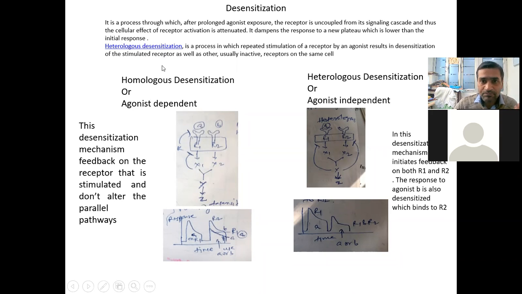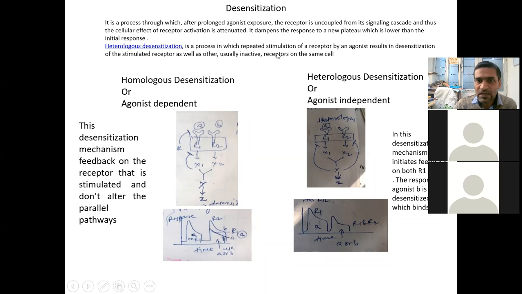There are two types of responses. One is called homologous desensitization and another one is heterologous desensitization. Heterologous desensitization is also called agonist independent, and homologous desensitization is also called agonist dependent type of response. So what is heterologous desensitization? It is a process in which repeated stimulation of the receptor by an agonist results in desensitization of the stimulated receptor as well as other, usually inactive receptors on the same cell.